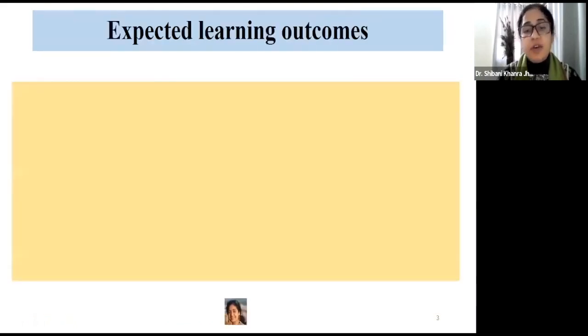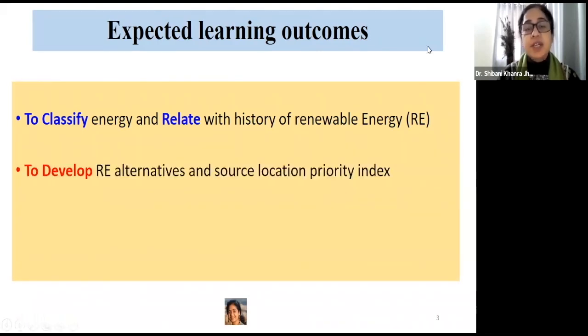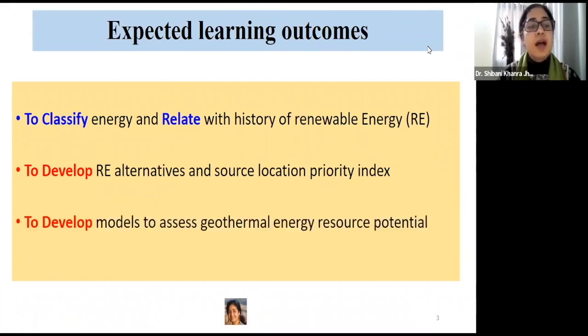The expected learning outcome from this lecture would be to classify energy and relate it with the history of renewable energy. At the same time, to develop renewable energy alternatives and a source location priority index. And the third outcome is to develop models to assess geothermal energy resource potential. So I will be introducing different feasible renewable alternatives in the current scenario. At the same time, I will see how geothermal energy can be one of the viable and strong elements in the renewable energy basket itself.